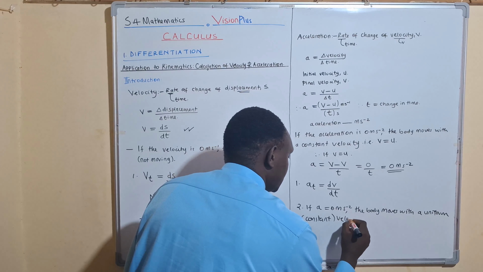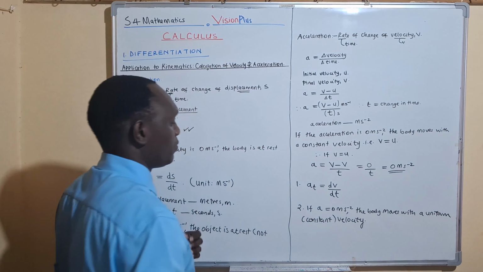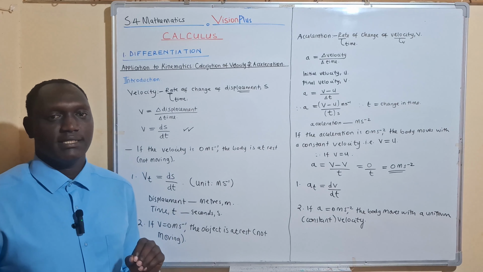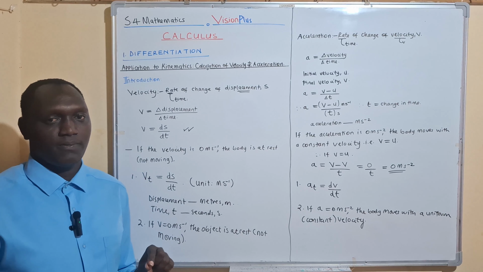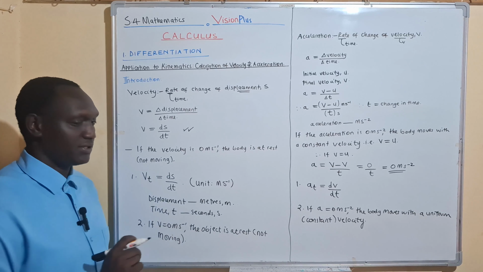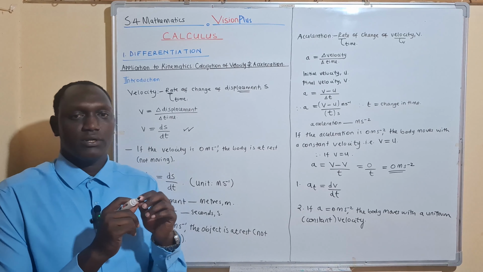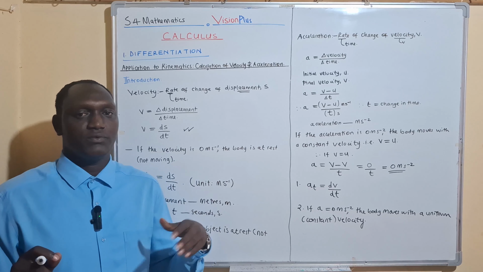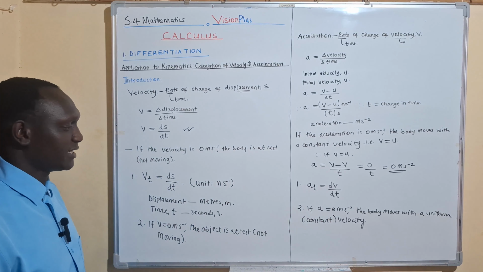I remember when I was teaching in Giva, I asked the class, what does it mean when the acceleration is 0? The students said it means that the body is at rest. I said no. The body is only at rest when the velocity is 0. But when the acceleration is 0, it means the body is moving with a uniform velocity. It is moving with a constant speed. So that is what you must take away.